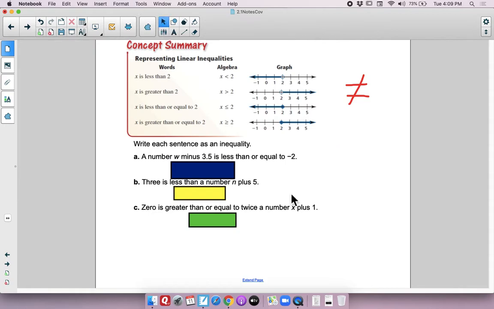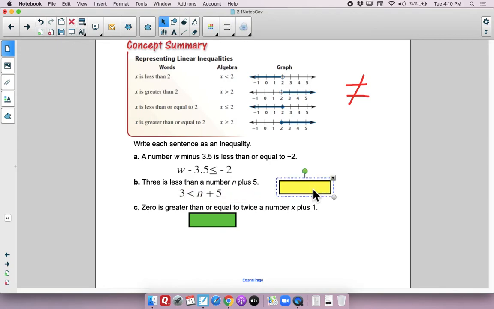Okay, write each sentence as an inequality. A number w minus 3.5 is less than or equal to negative 2. So how would you write a number w minus 3.5? Wouldn't that just be w minus 3.5 is less than or equal to negative 2? Okay, 3 is less than a number n plus 5. So think about where the inequality symbol is. 3 is less than a number n plus 5. We got that.